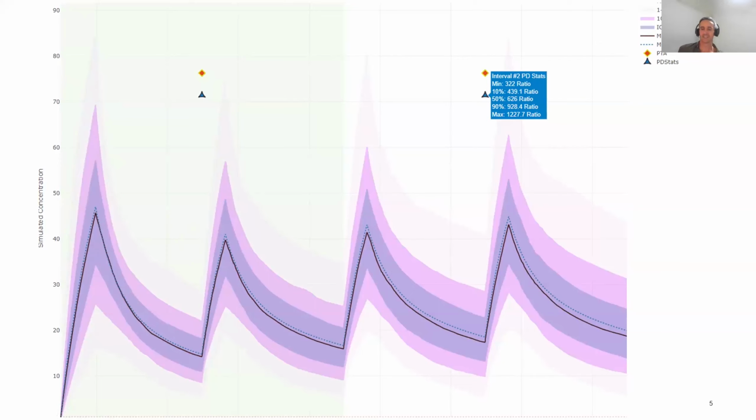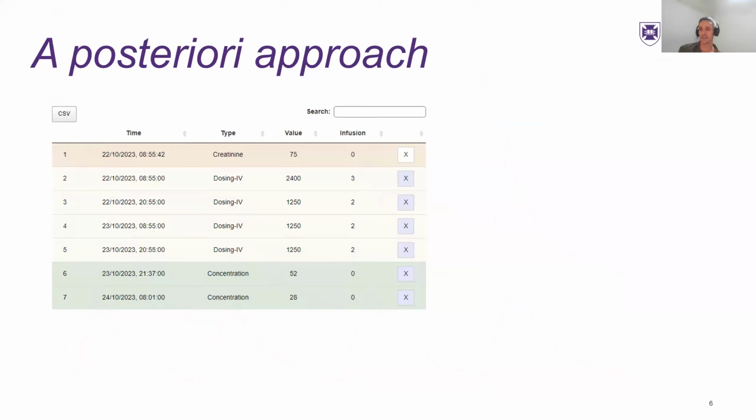And then from there, we go to a posteriori. I've input the same information here, the difference being that we input concentrations. After that third maintenance dose, this is fictitious, I've just put in a concentration of 52 and a trough of 28. The software will then use that to predict the pharmacokinetics of the individual and come up with a new dose to achieve an AUC of 400 to 600, I believe I chose.